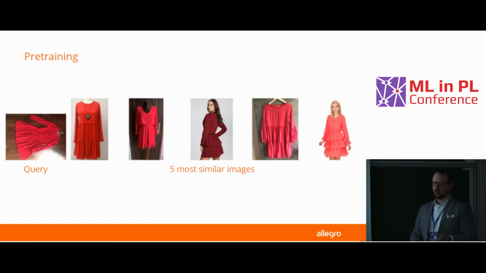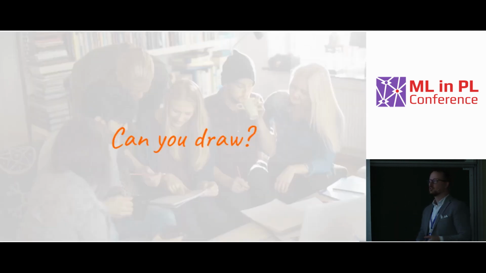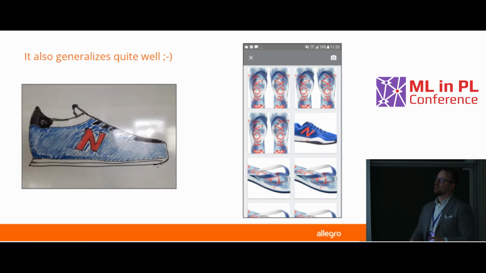But here comes another question. What happens if you don't have a picture of what you are going to buy? I mean, you have some vague representation of what you would like, but you have no idea how to type this down. So let me ask you this: can you draw? If you can, you could try to draw something. And, well, it turns out that it works.